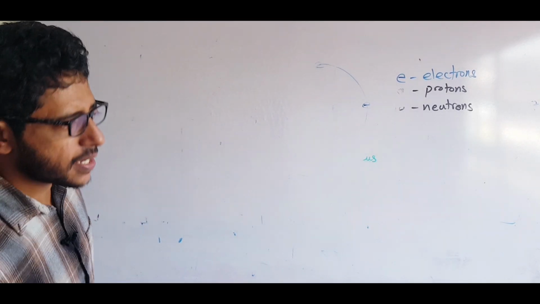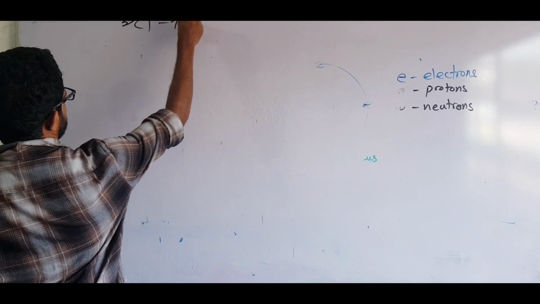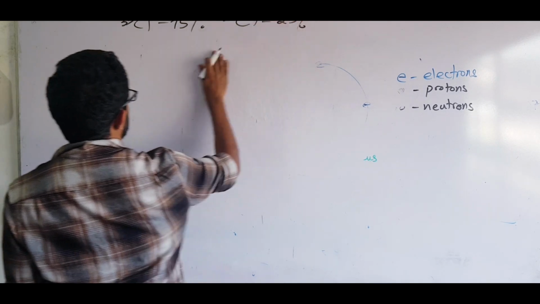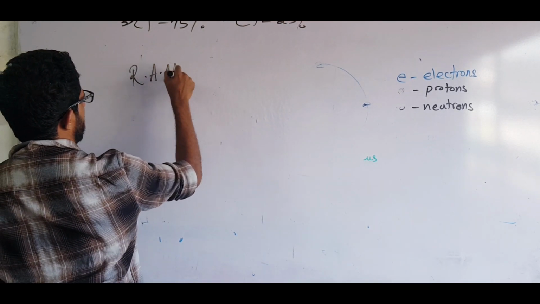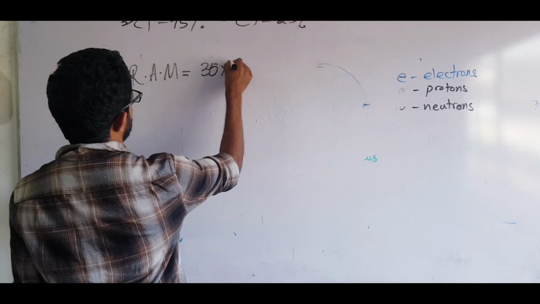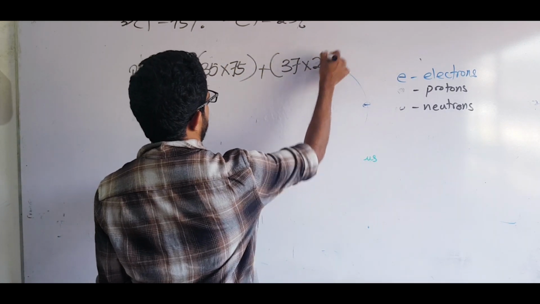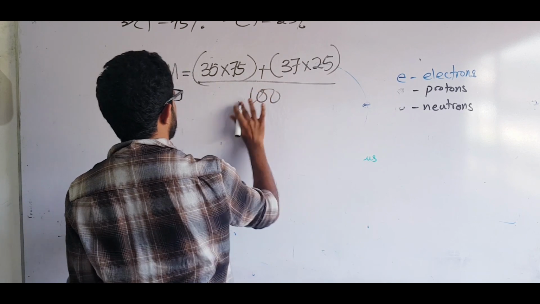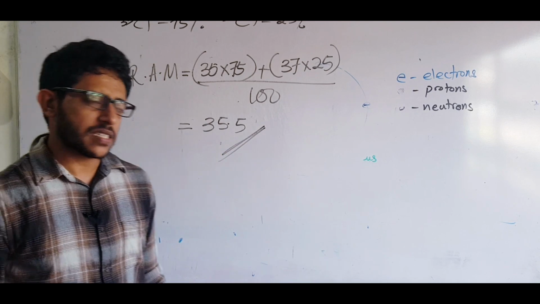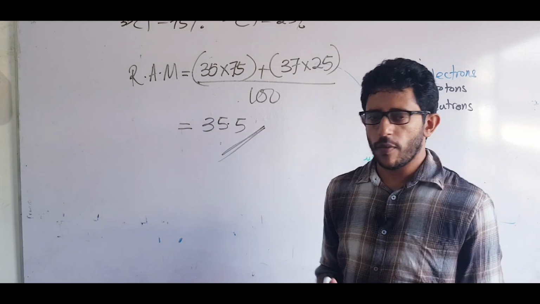So what you have to do is, let's say it's a very common one, chlorine-35 with 75%, chlorine-37 with 25%. So relative atomic mass, or we say RAM value, is 35 into 75 plus 37 into 25, divided by 100, you get it as 35.5. That's how we find the relative atomic mass, right? It's a very common one.